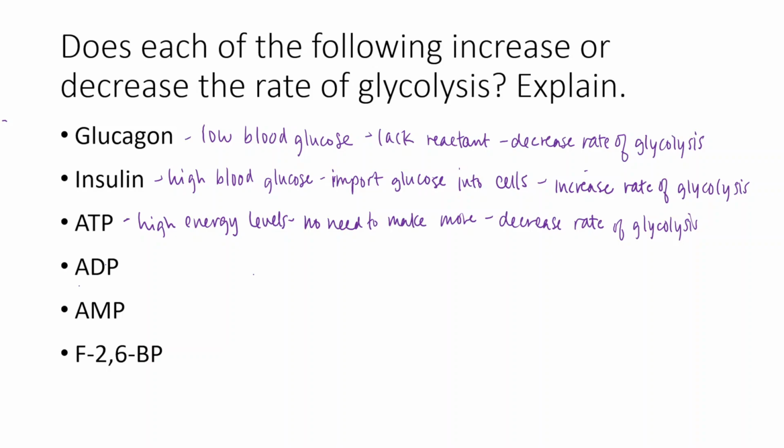So how about ADP? Both ADP and AMP have opposite effects. In this case, they signal lower energy and therefore increase glycolysis. Yes, exactly. So this is a sign of low energy levels or need for more ATP, so we'll increase the rate of glycolysis.